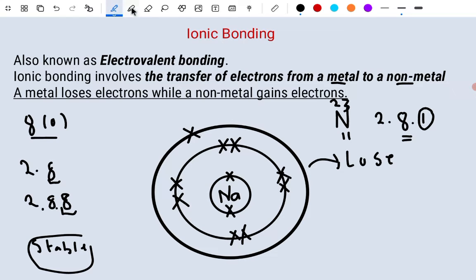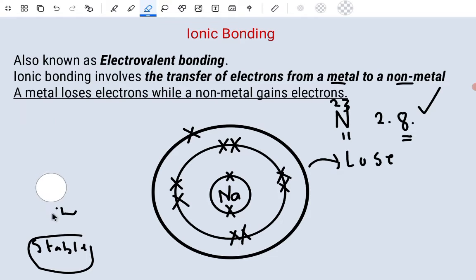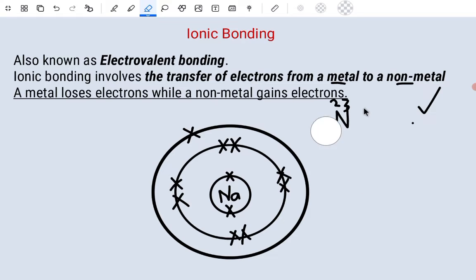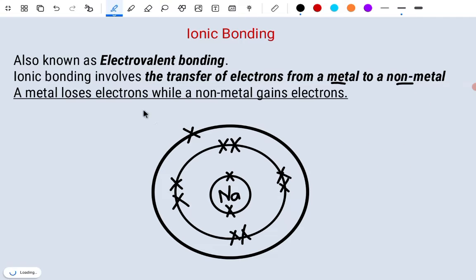So now if it loses this electron, the last shell will be the second shell, which is 8, and by this it has achieved stability. This is what actually happens. So that's just an introduction to ionic bonding. I hope it's been made clear why and how these atoms must achieve stability.